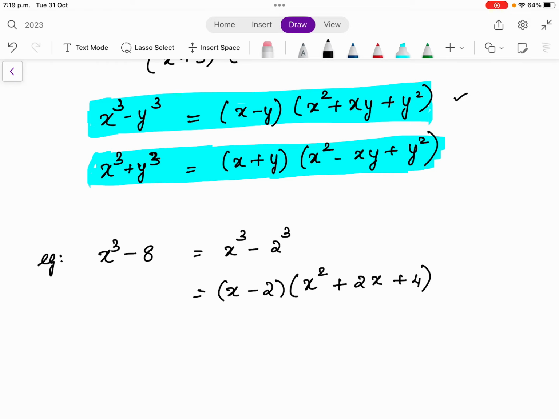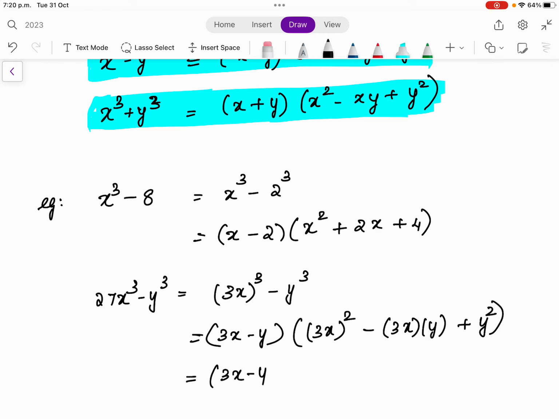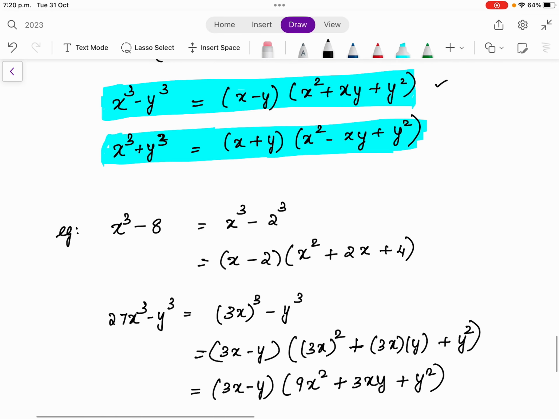Another one: 27x cube minus y cube. This can be written as 3x cube minus y cube. So 3x minus y, and then 3x square minus 3x times y plus y square. So which will be 3x minus y times 9x square minus 3xy. Sorry, this is not minus, this will be plus 3xy plus y square. So remember the formula. One easy way to remember is if there is a minus here, you will get a minus here.